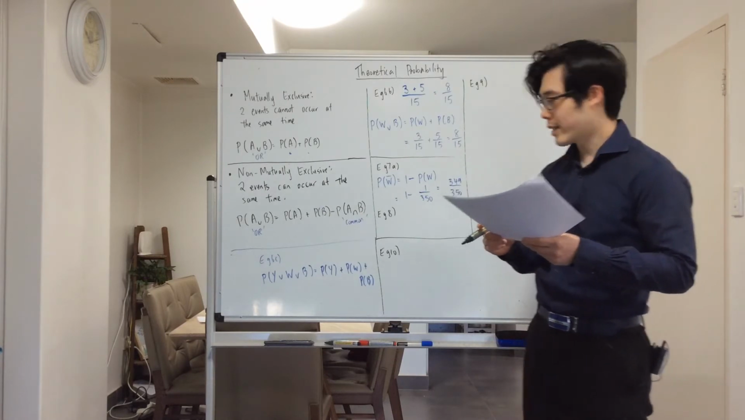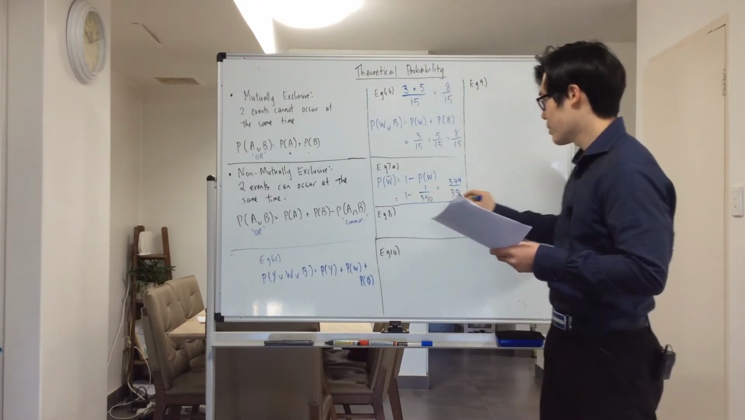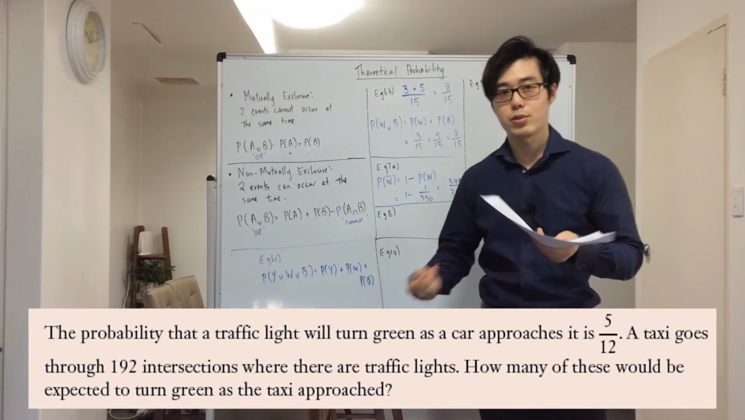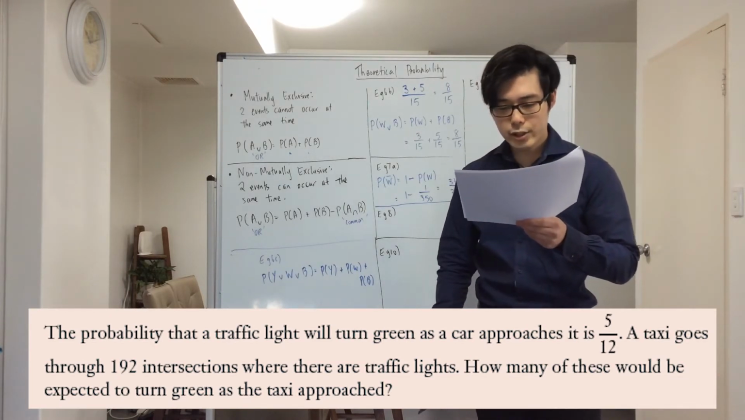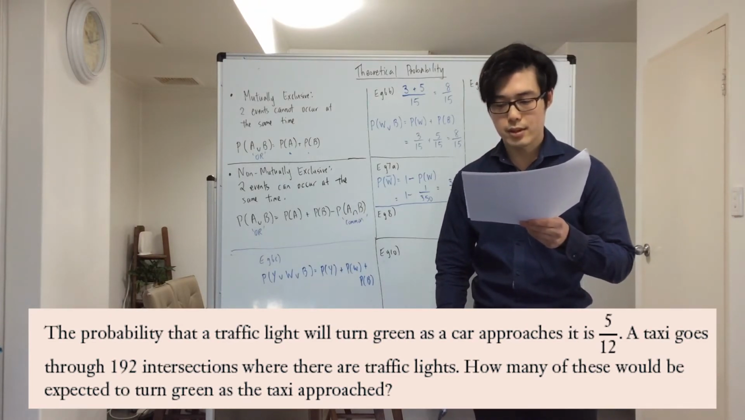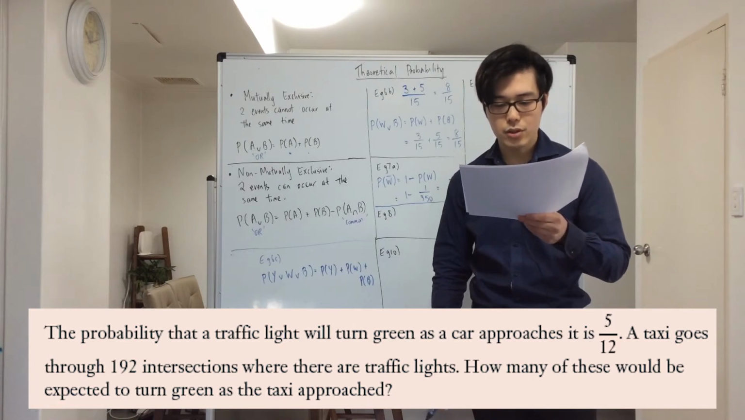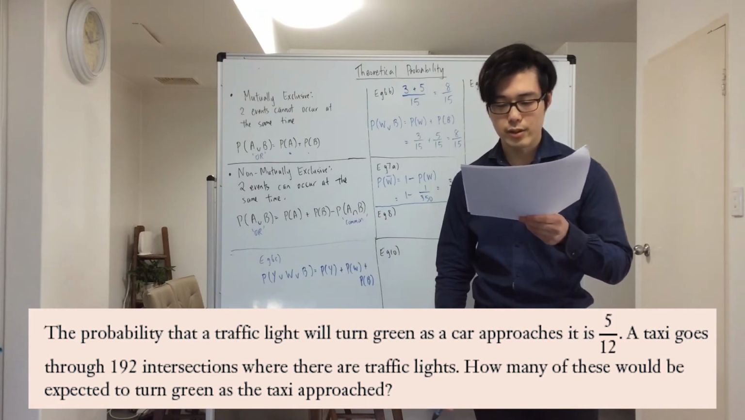Okay, let's have a look at example 8. Nothing really related to the stuff that we did, but just a different type of question. That's a good recap. The probability that a traffic light will turn green as a car approaches is 5 over 12. A taxi goes through 192 intersections where there are traffic lights.